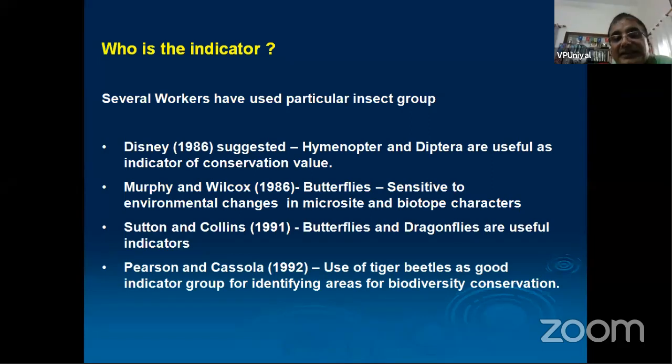Sotons and Collins suggested butterflies and dragonflies. As I already discussed, if you go to a forest area and you are able to see dragonflies, you will find water bodies. Pearson and Cassola said that tiger beetles are good indicators for identifying areas of biodiversity. They have done a fantastic study on tiger beetles, and I will discuss tiger beetles here.